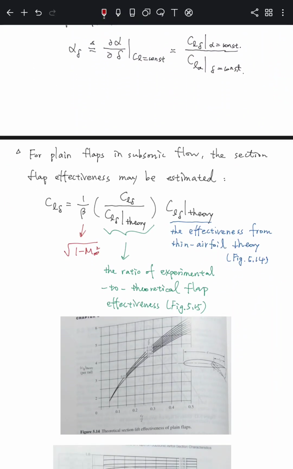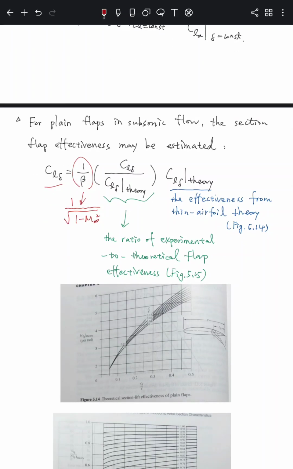In our course, last time we mentioned that for plain flaps in subsonic flow, the section flap effectiveness can be estimated by this formula. It looks a little bit difficult, but the first term is a factor, and the second, the green part, is the ratio of experimental to theoretical flap effectiveness.